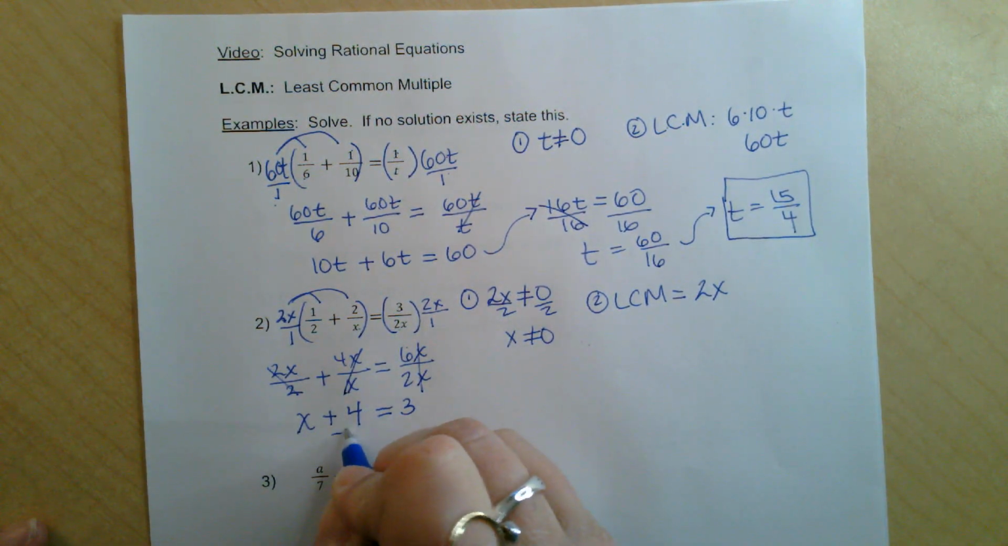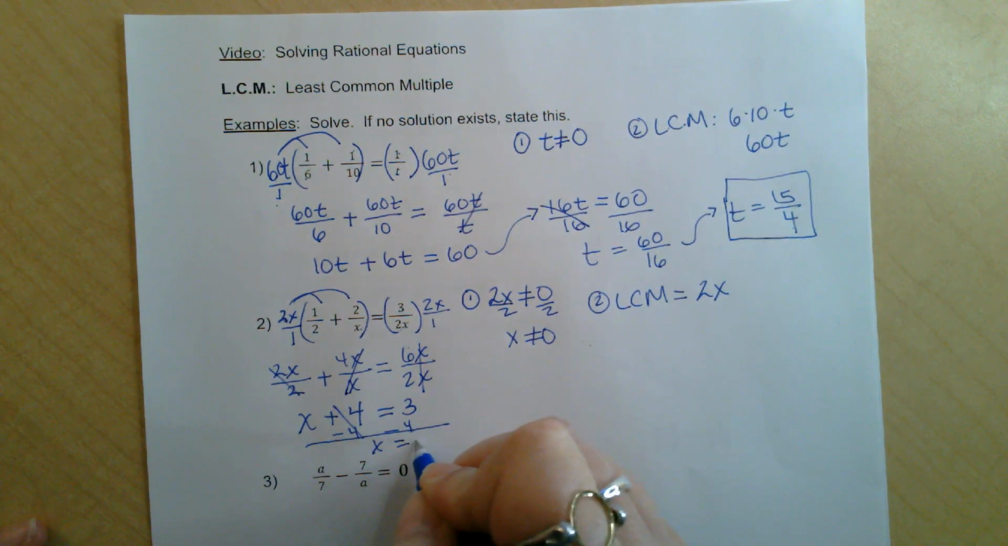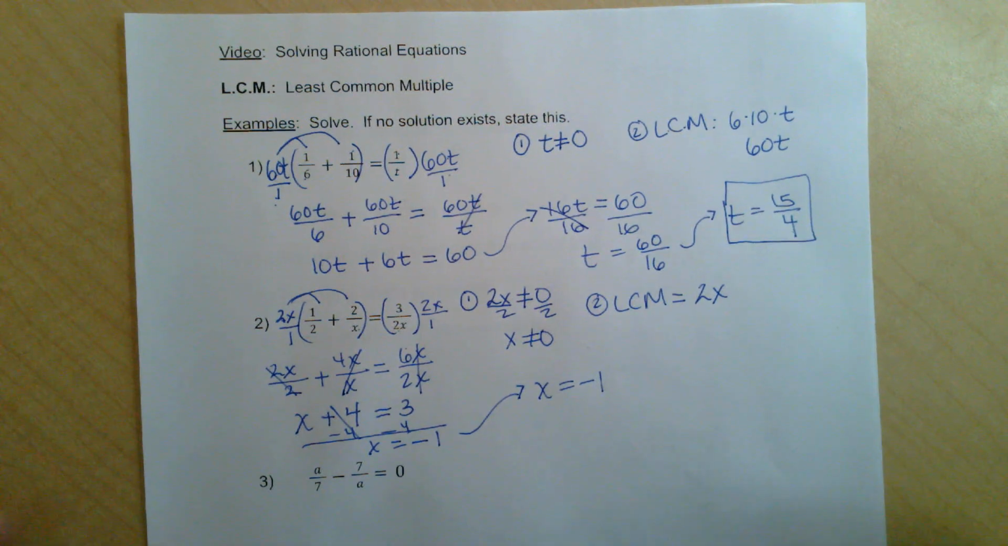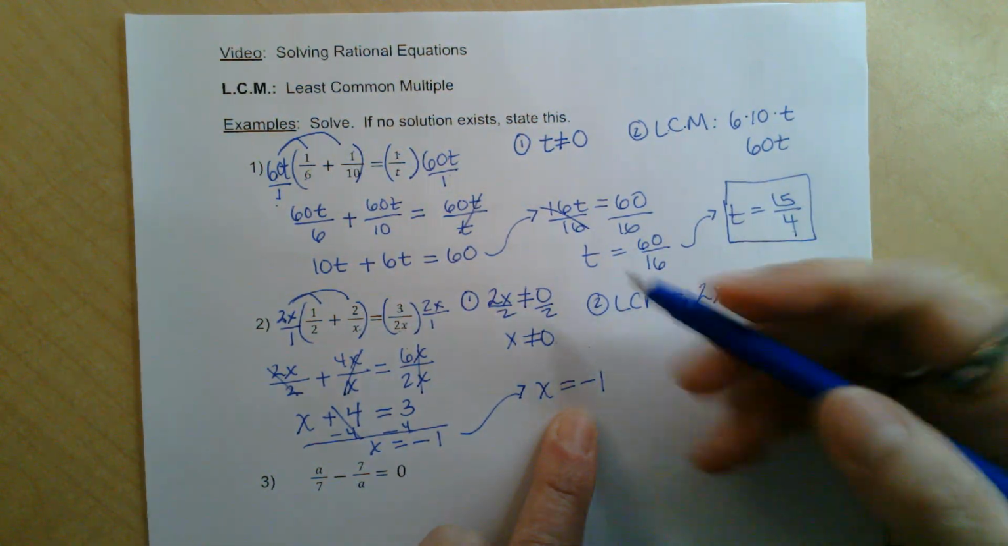Ooh, nice easy equation. Let's subtract 4 from both sides. x equals -1. I'm just going to rewrite that over here. x equals -1. Here's my answer. Let's go back and check our restrictions. It's not 0.